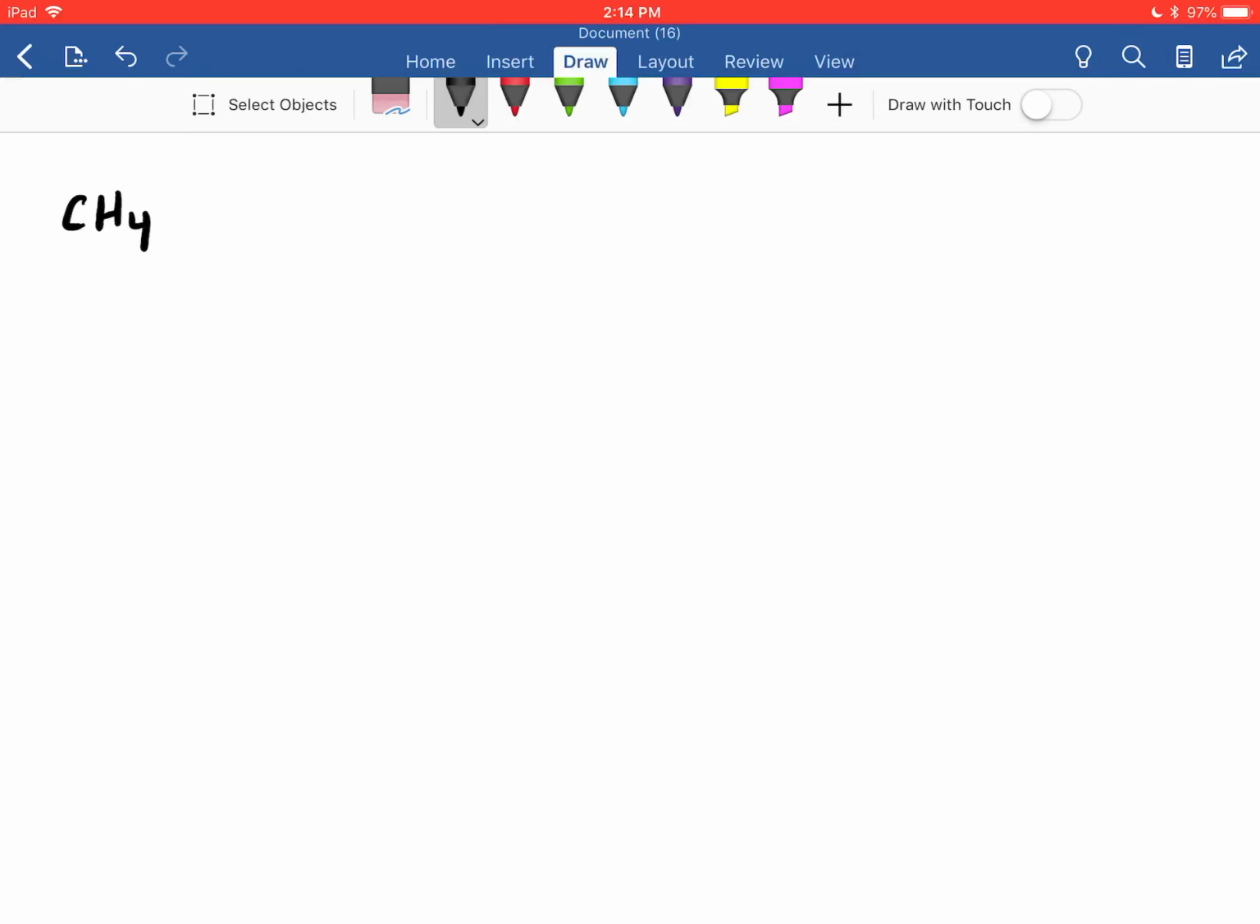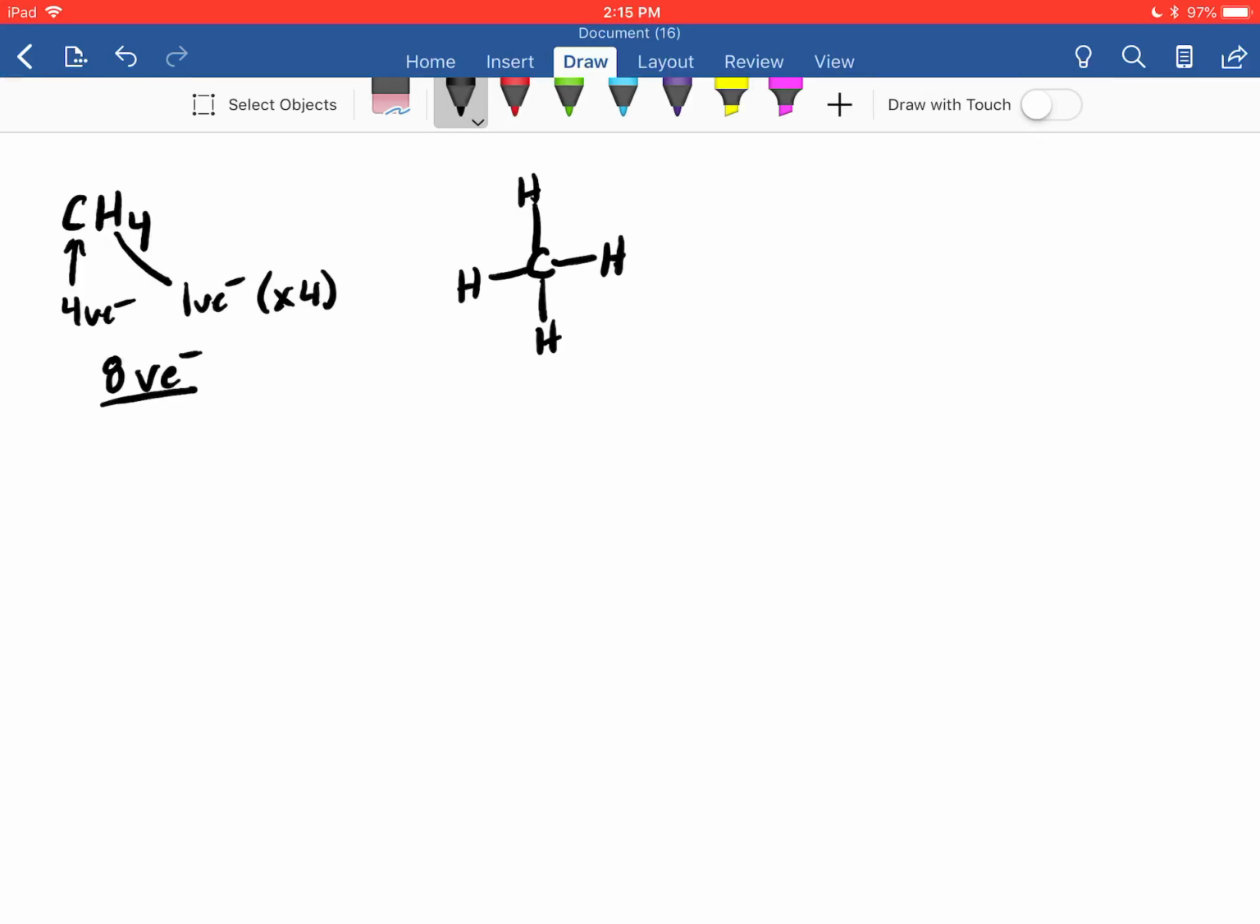Okay, so methane, CH4. Carbon has 4 valence electrons, and hydrogen has 1 valence electron, and there are 4 of them in this formula. So our valence electron count total is 8 valence electrons. We know we want to put carbon as the central atom because hydrogen can only form 1 bond. So we put carbon in the middle, and then we can start by attaching sigma bonds to each of the outer atoms. At this point, we just want to check our total valence electron count and see if we've accounted for all the electrons.